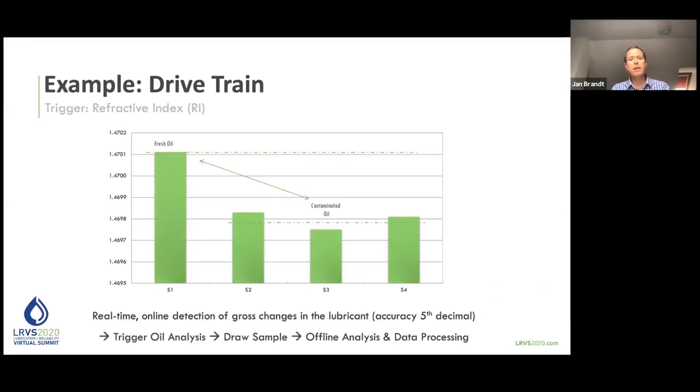And when we looked at the refractive index of the fresh oil in this application, there was about 14701. And then the contaminated oil showed a trigger where it significantly changed. And this change then suggested, okay, now you have to draw a sample, do the offline analysis, and do the data processing. And in my point of view, we will always be at this status of having online and offline combined, because the depth of information you get from the camera analysis, in my point of view, is just so much deeper than having the purely online sensors for triggers and detection. I think the combination of both is the best solution.